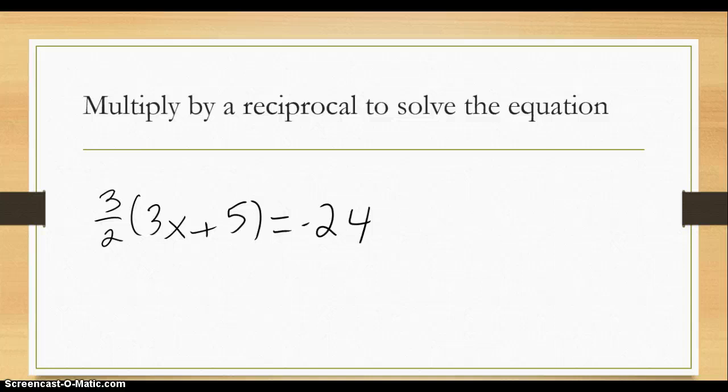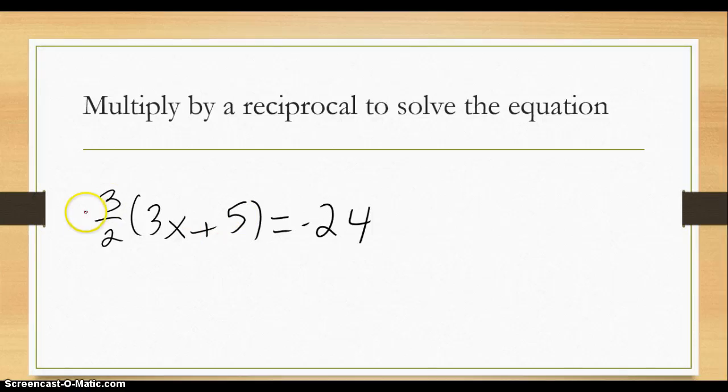So multiply by a reciprocal to solve the equation. So we have 3 over 2, parentheses, 3x plus 5, end parentheses, equals negative 24. Now, the fraction in front of the parentheses, there's 2 methods of thought here that we could go by. If we distribute that fraction, and it all comes out as whole numbers when we distribute it, then it works out great. But if we distribute that right now, we would have 9 over 2 and 15 over 2, and that would give me decimals.